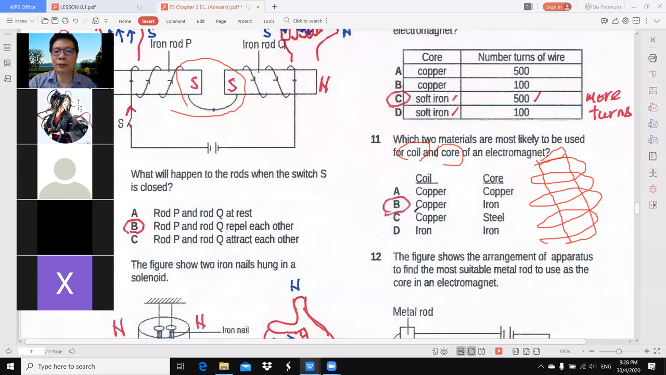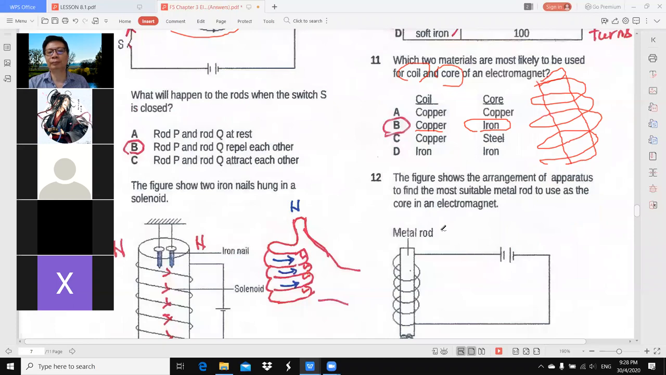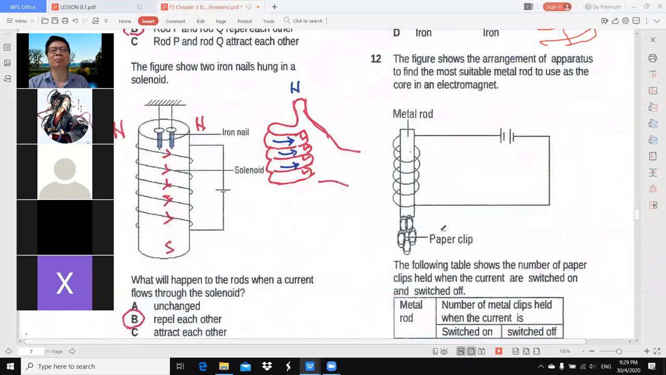So the coil uses copper wire. Copper wire is the best, low resistance, correct or not? And for this core, the best is soft iron. No soft iron, so we choose iron, right? Okay, the nearest is iron. Okay, number 12. I don't want to show the answer. You tell me first.